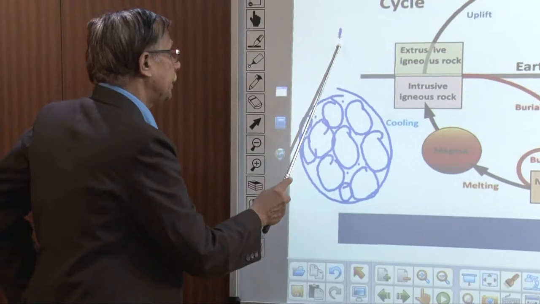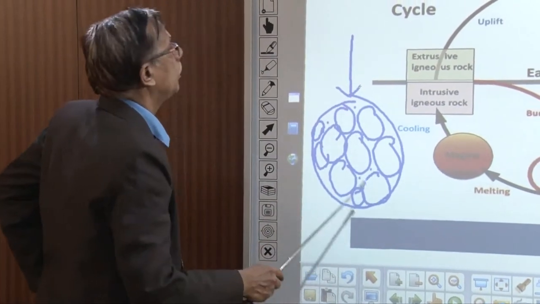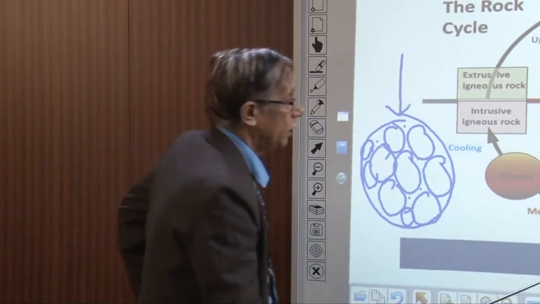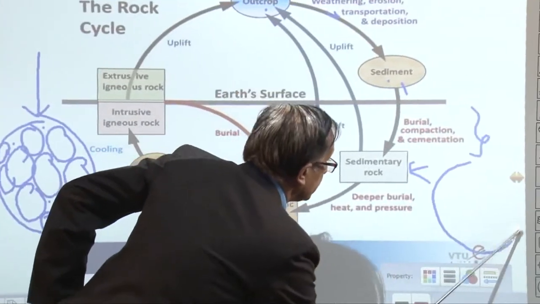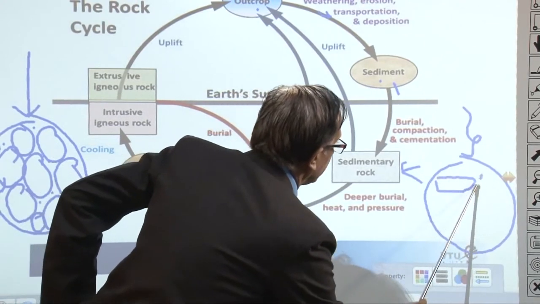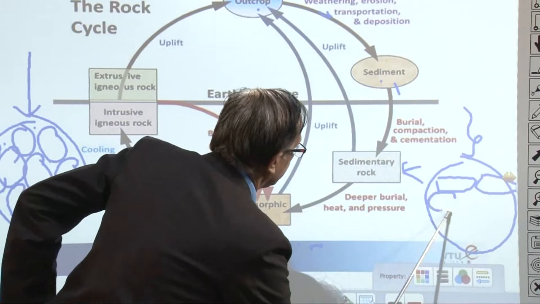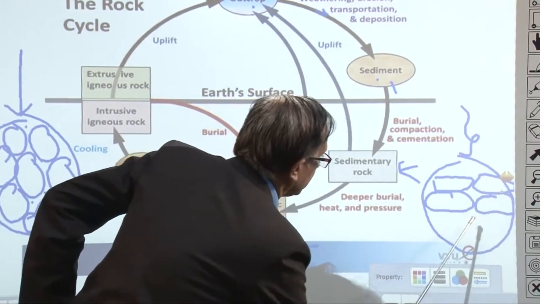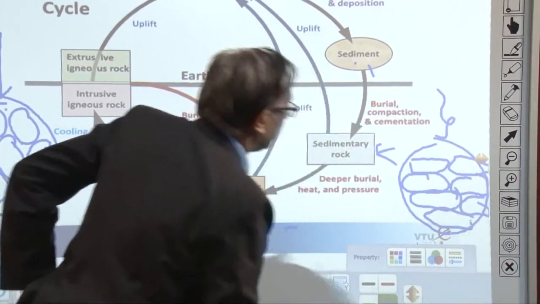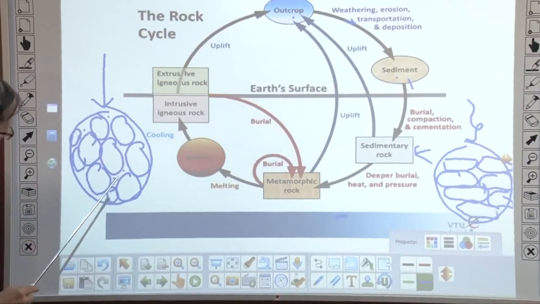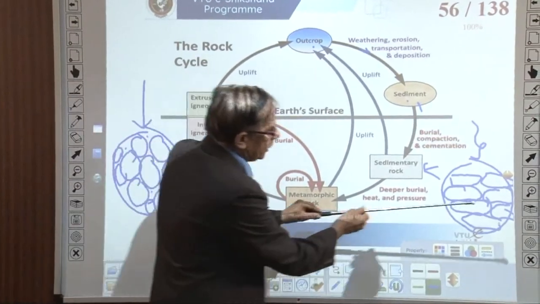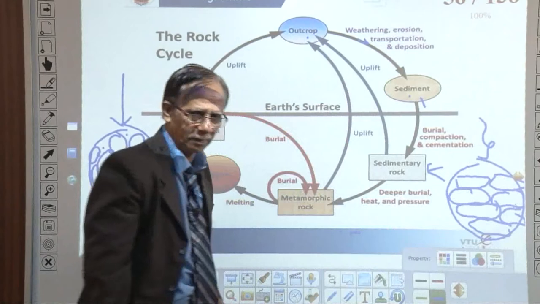And if this is subjected to pressure and temperature, or pressure alone, temperature, or a combination of these, what may happen? If that rock now is completely made up of the same, all are elongated. Now you see, originally they were haphazardly present, not oriented at all. Now they are almost parallel to each other.